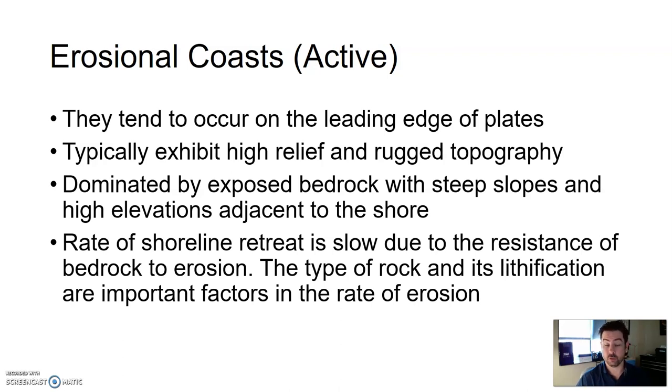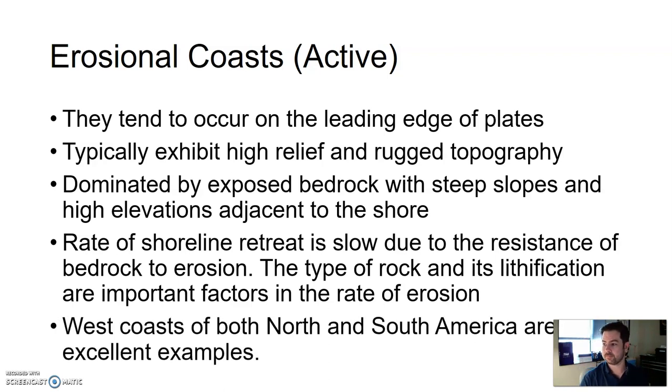The rate of shoreline retreat, so how fast weathering and erosion eats at the cliffs, is typically slow, because what you have on these erosional coasts, on these active margins, is typically rock. You've lifted up rock due to a convergent boundary, and you have hard rock, and it's hard to break that material down. So the type of rock and its lithification are important factors to the rate of erosion. So if you have this hard old rock, it's hard to break through, so the shoreline retreating in most places is very slow. Some places it's fast. The west coasts of both North and South America are excellent examples of erosional coasts. Both are active margins near plate boundaries.